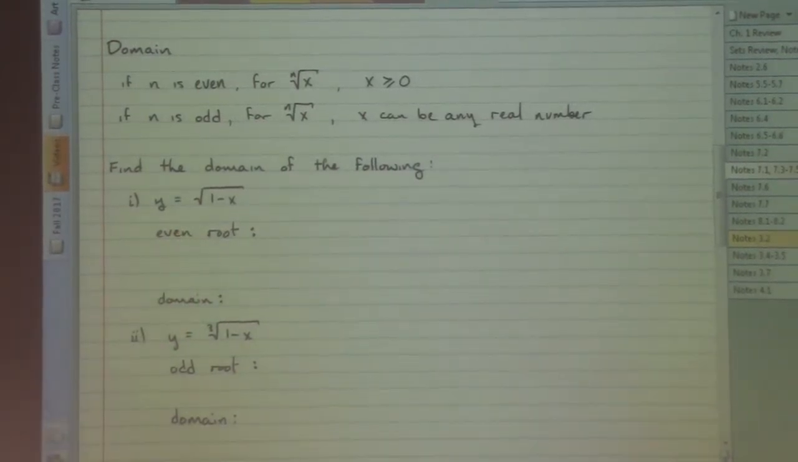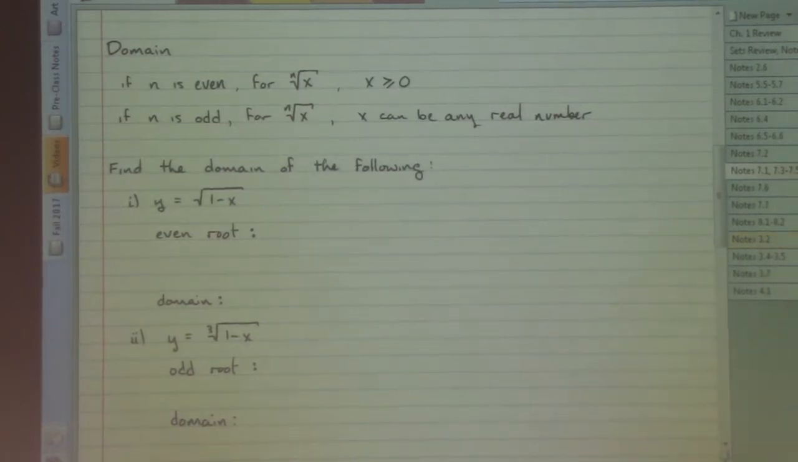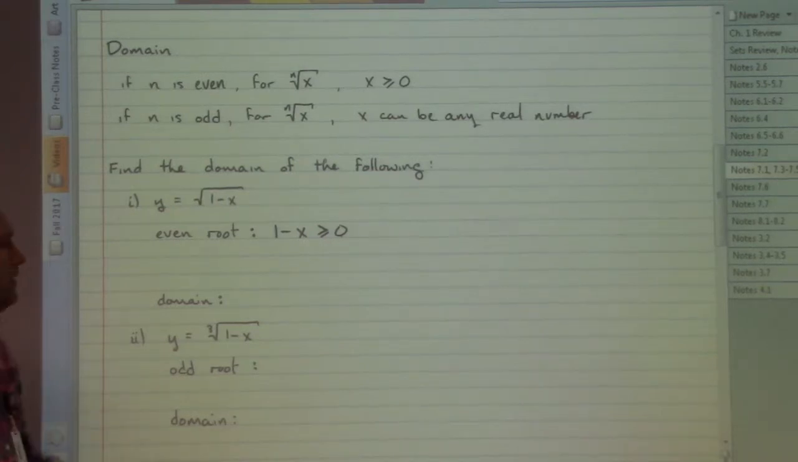Even roots, what's inside of our root, in this case that's a 1 minus x, needs to be greater than or equal to 0. It needs to be 0 or positive. It's another way of phrasing things. Well, what this gives us then is a little quick inequality to solve. If we add x to both sides, then we would get this 1 is greater than or equal to x.